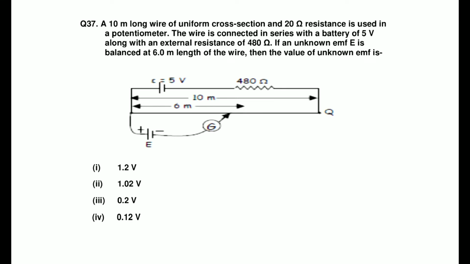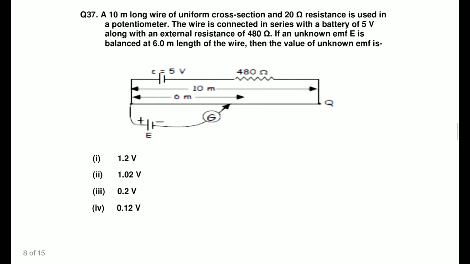Yes, it is a potentiometer question. You guys can see it from the look of it, right? Okay, so let's read the question. A 10-meter long wire of uniform cross section and 20 ohm resistance is used in a potentiometer. All right, the wire is connected in series with a battery of 5 volt along with an external resistance of 480 ohm. Okay, you guys can see 480 ohm.